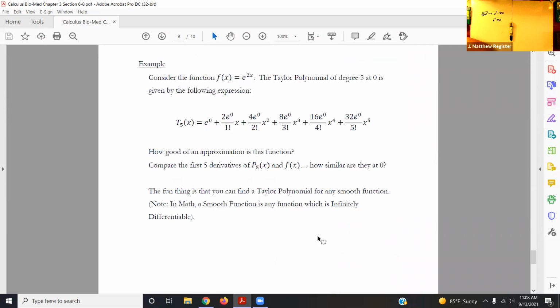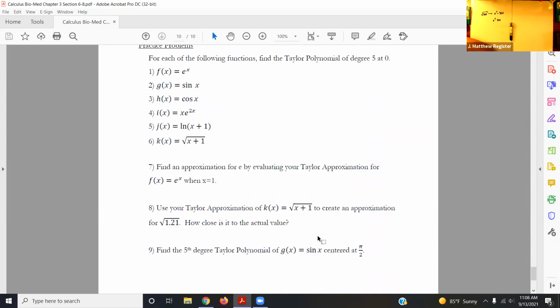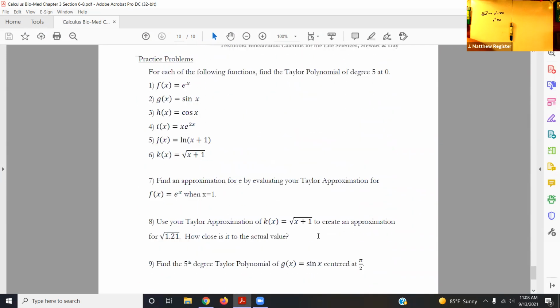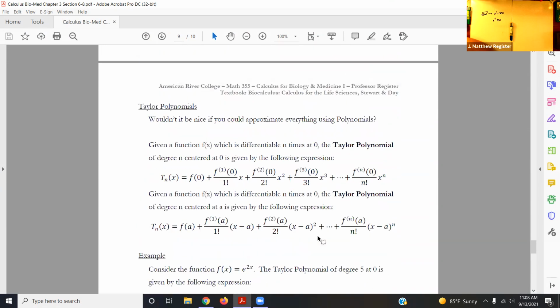The next topic is Taylor polynomials, and I believe Taylor polynomials are the last new topic for today. Taylor polynomials are the idea that sometimes a linearization just isn't good enough. So what if we wanted to approximate something with a parabola, or with a cubic function? Well, it turns out we can do that, and the way we would do that is using what's called a Taylor polynomial.